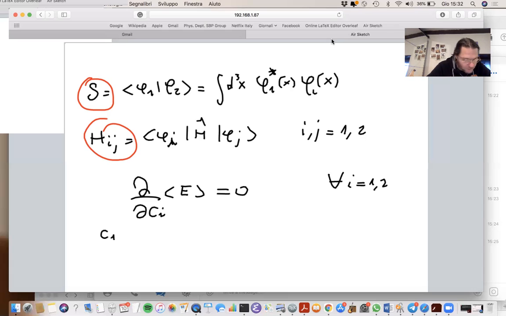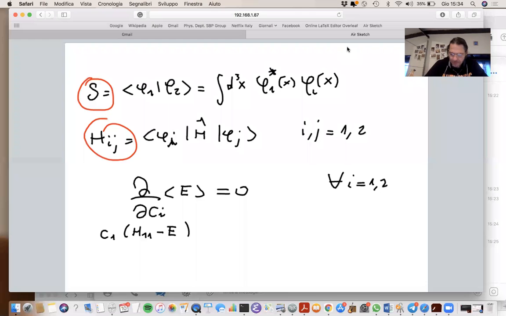The equation you have is C1 (H11 minus E) and so on. Okay, let me write it better. The basic point here that I want to emphasize is that this will provide a system of 2 equations for 2 unknowns, C1 and C2, given a set of numbers that I've evaluated. And I can solve this equation, find C1 and C2, and get the ground state.